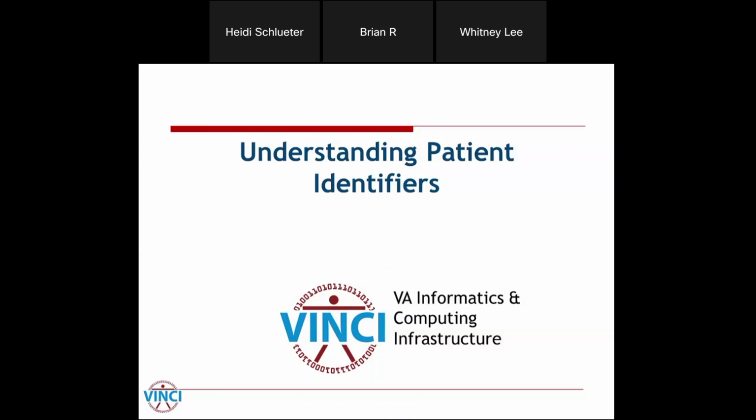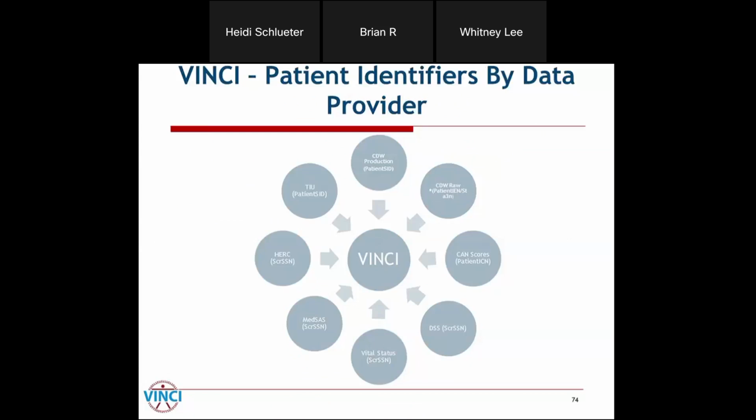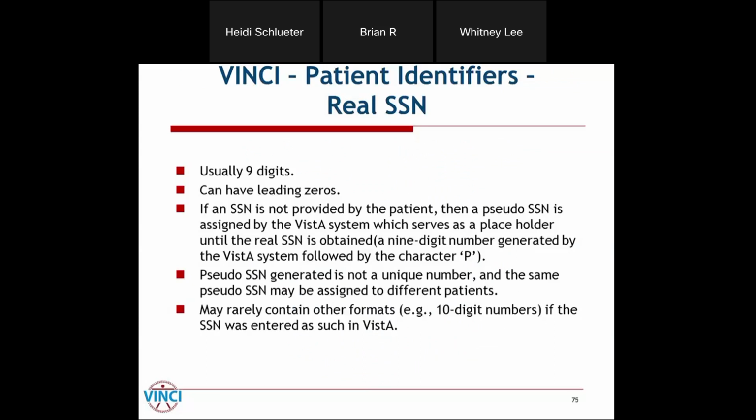All right. And so I also wanted to cover understanding patient identifiers. So I've been throwing out a bunch of identifiers so far. So let's dive in deeper a little bit to that for those of you that may be unfamiliar. So there are all kinds of data sources with all kinds of patient identifiers that all get pulled into what we nebulously call the Vinci data. So let's go through these.